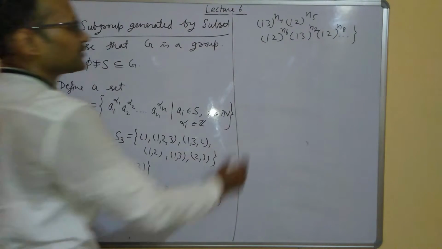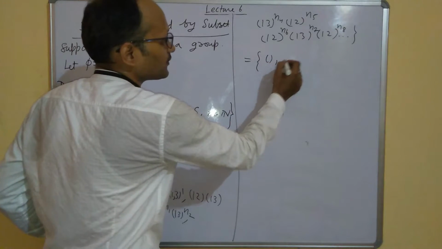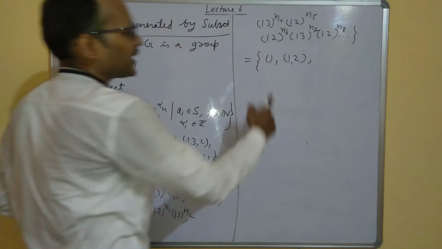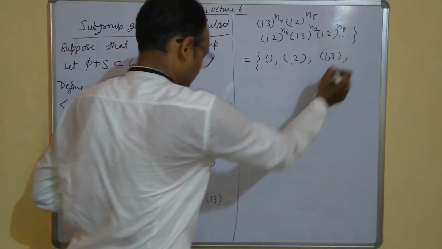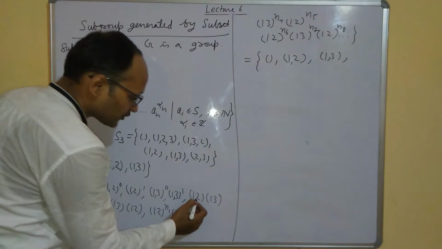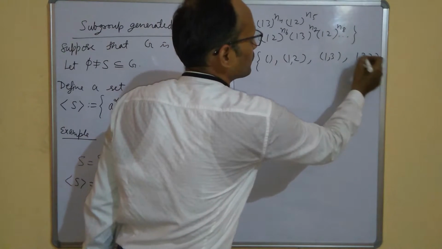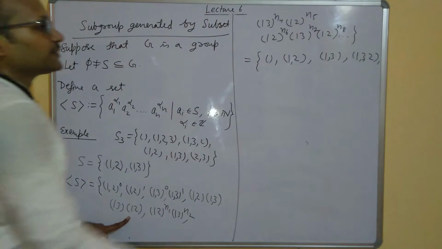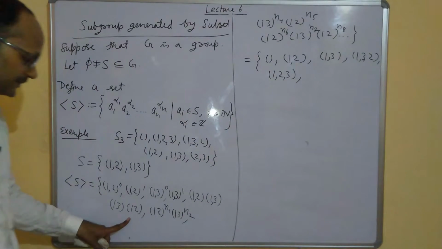Let us think about it. What is (1 2) to the power 0? (1 2) to the power 0 is identity. So (1 2) to the power 1 is (1 2). (1 3) to the power 0 means identity, and (1 3) to the power 1 is (1 3). What is the composition (1 2)(1 3)? So 1 is going to 3, 3 is going to 3, so this is (1 3 2), one can check. And similarly this is (1 2 3), like this.